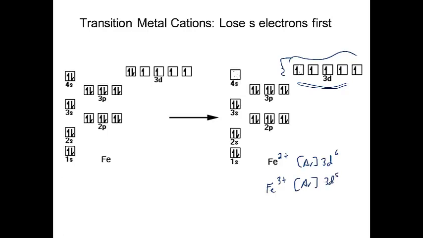And so the two things that are important: you lose those s electrons first. But the other thing that's important is the reason that transition metals can make different ions with different charges is that both the 4s orbitals and the 3d orbitals are relatively similar in energy. One isn't much higher than the other, so you can generally take electrons out of more than just one of those.